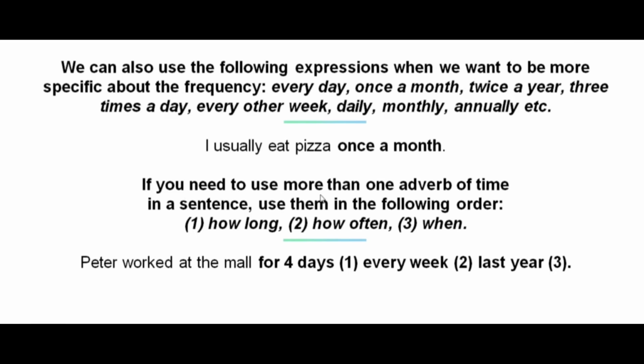Now, if you need to use more than one adverb of time in a sentence, use them in the following order. First, how long? Second, how often? And third, when. Have a look at the example over here. Peter worked at the mall for 4 days, every week, last year. 4 days? How long? Every week, how often? Last year? When?